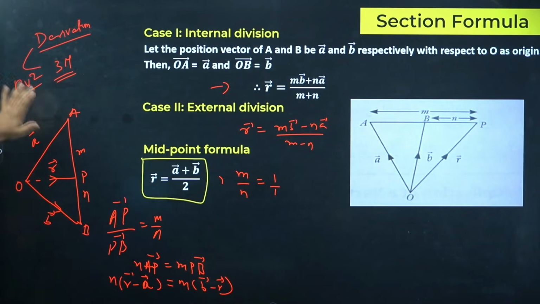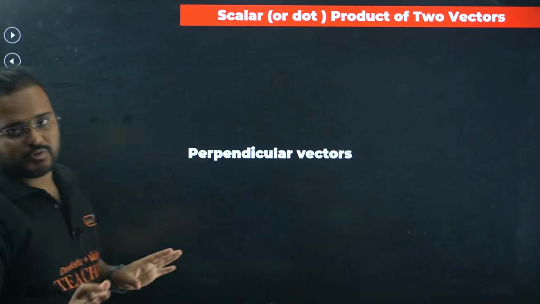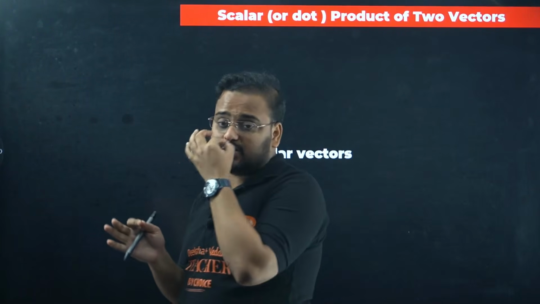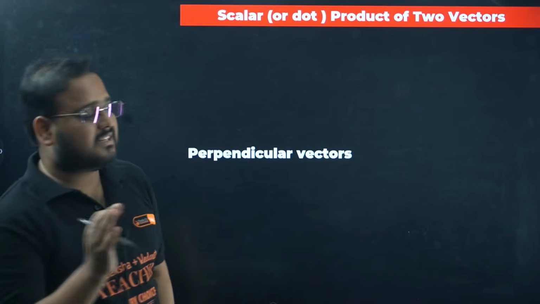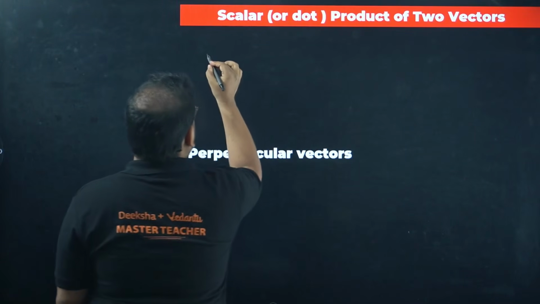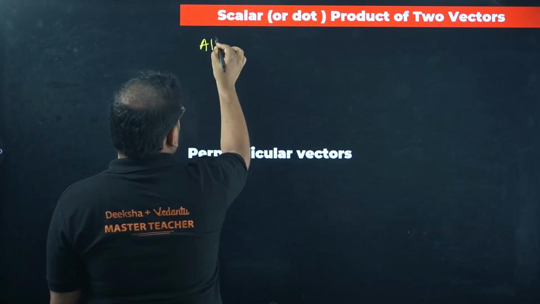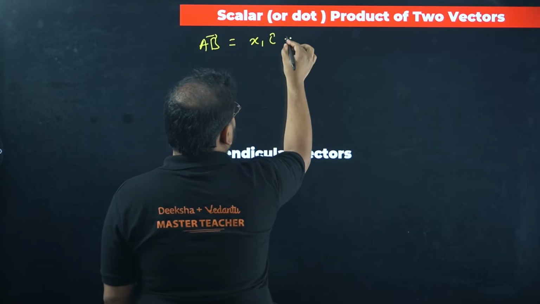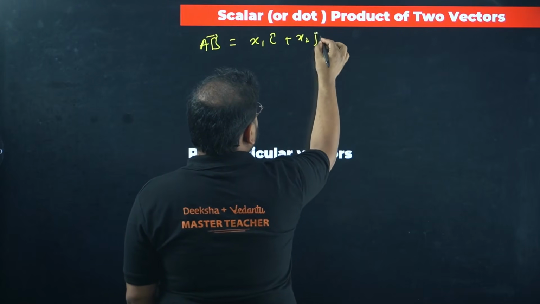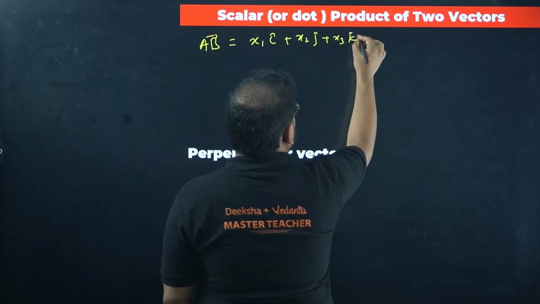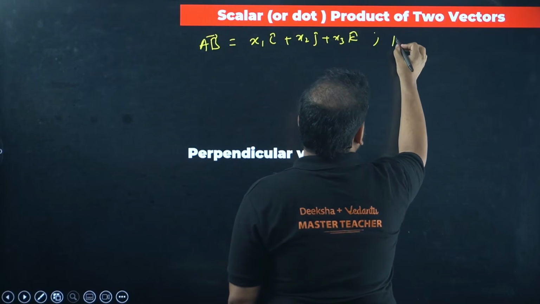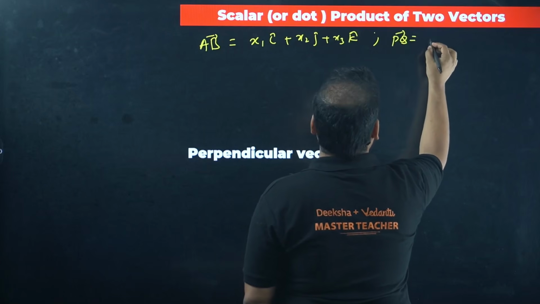Okay, moving on. So derivation is important for your boards. Now, scalar or dot product of two vectors. One of the major and most important concepts of this particular chapter is this itself. So if you have two vectors, vector AB, I can write this as x1 i cap, x2 j cap, and x3 k cap. And let's say I have a vector PQ.